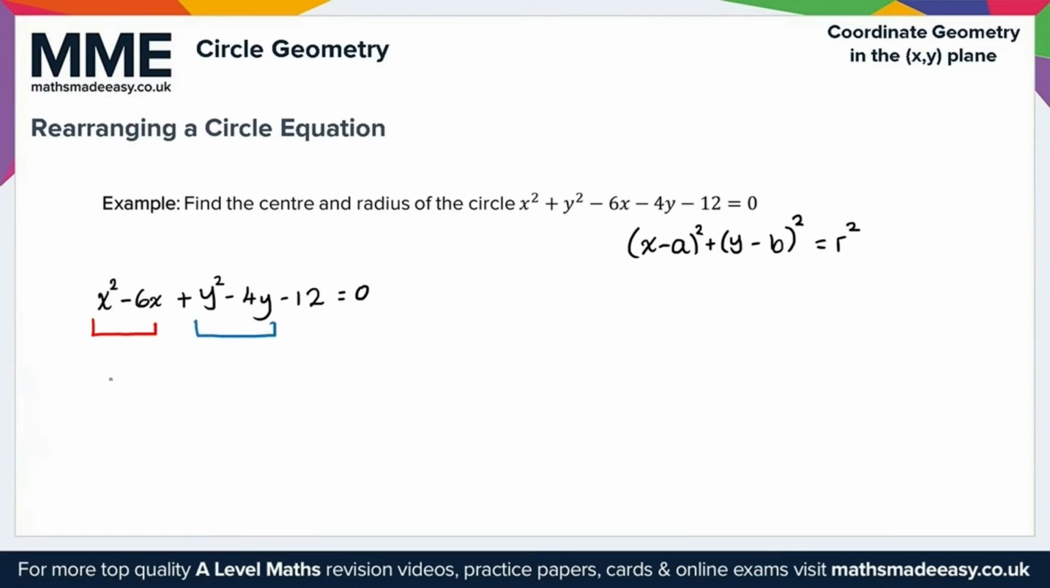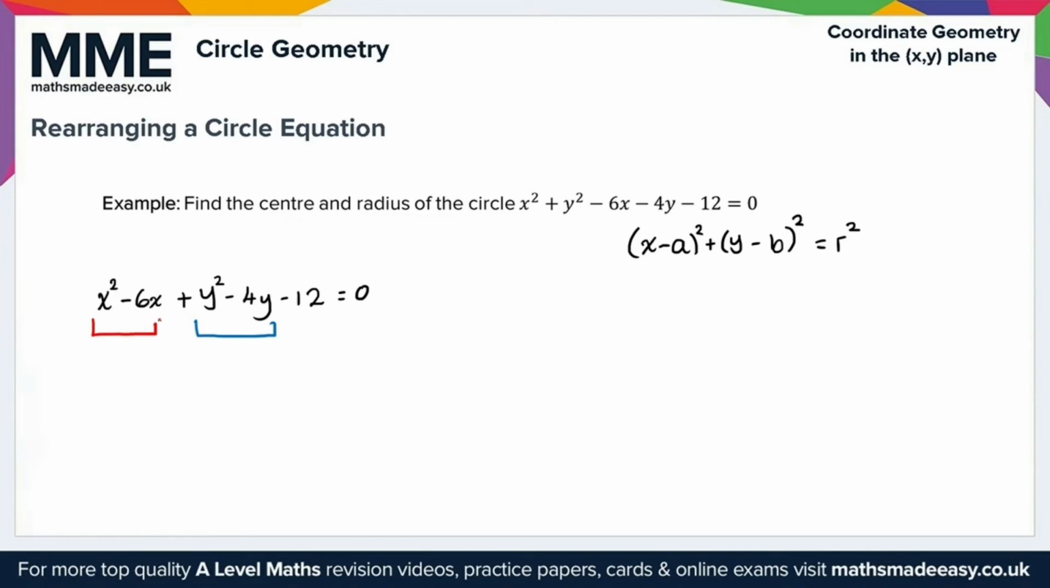So here, let's consider the part in red first, the x squared minus 6x. What we're going to do is complete the square on the part in red. We're also then going to complete the square on this part in blue, and then we're going to collect everything together, and what we should find at the very end is we have it in this form here, which is a nice easy form to identify the centre and radius.